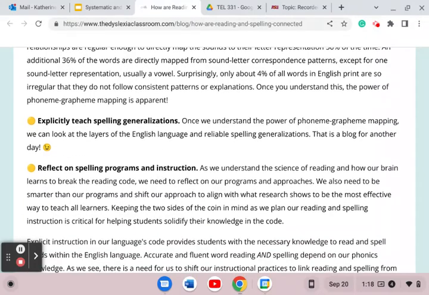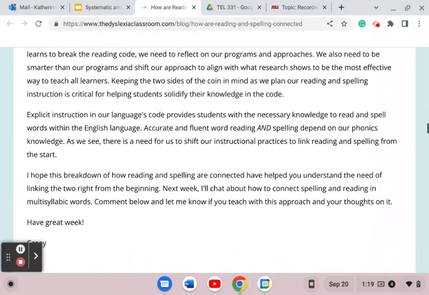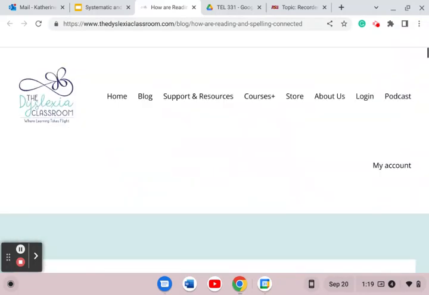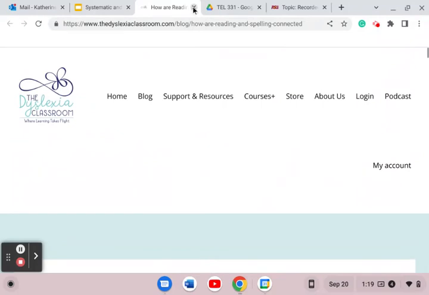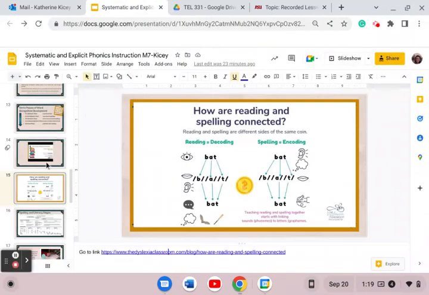So think about what you're given. Let's say your school gives you some sort of spelling lessons. You can think about how does that correlate with our reading? Does it line up? Is there a way you can bring them together? So I really, really love this website. I think it was a very beautiful way of looking at how reading and spelling connect. And here is that same picture from the website. Reading is decoding, spelling is encoding.